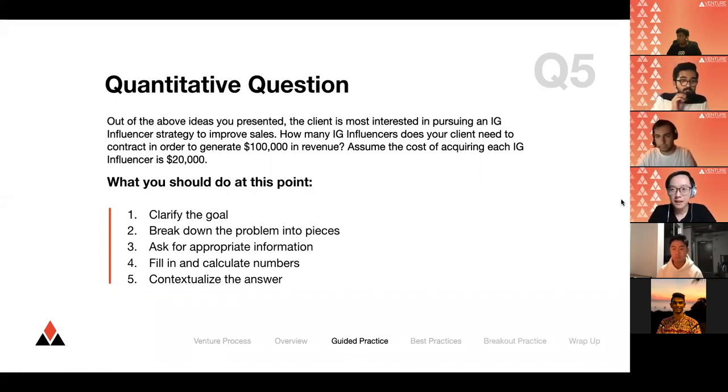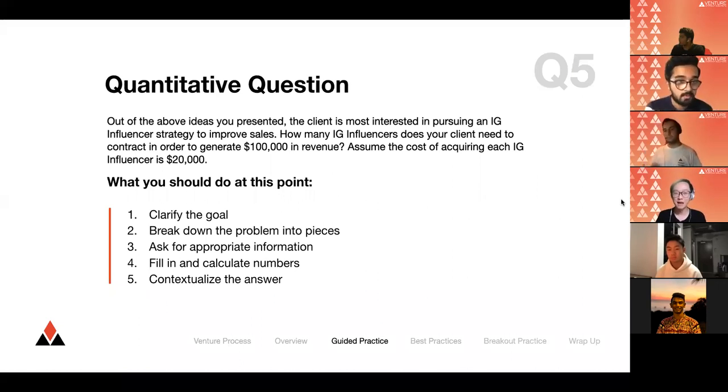Question 5. So this is the quantitative question, and traditionally this might be a little scary for applicants, because you're worried you might make a mistake here or there when you're doing the math. Don't worry, that's the calculations, the fill in and calculate. That's not the most important part of this.